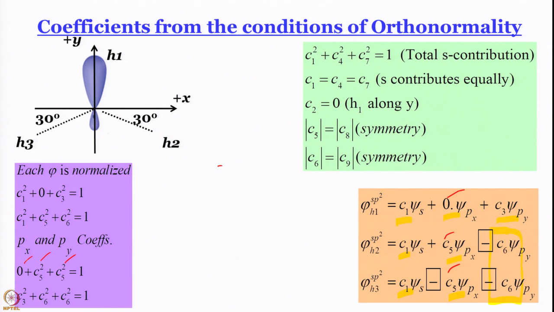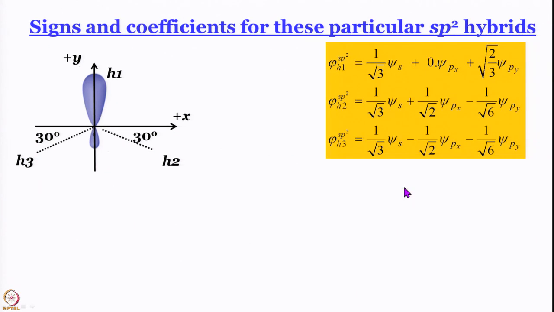Is it difficult? It is not difficult, it is very easy, right? Because now you can use anything, you can use normalization condition by taking C1 square plus C5 square plus C6 square equal to 1, or you can use orthogonality also. You can say this C1 square plus 0 plus C3 into C6 equal to 0. So, you already know C3. So, only unknown will be C6 and you can find it out, right. So, when you do that, this is what you get. I hope the coefficients we worked out are all matching. 1 by root 3, root over 2 by 3, 1 by root 2, these we worked out. These come out to be 1 by root 6.